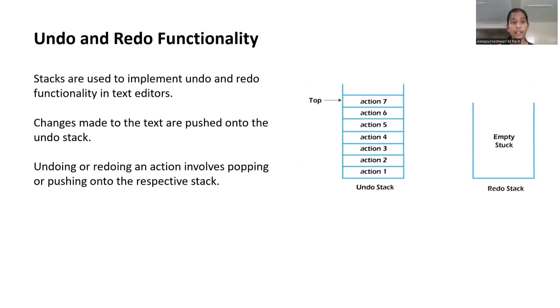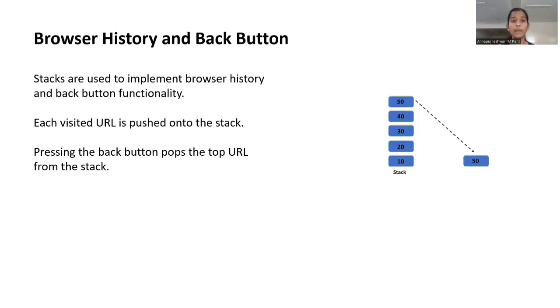Undo and redo functionality. Stacks are used to implement undo and redo functionality in a text editor. Changes made to the text are pushed onto the undo stack. Undoing or redoing an action involves popping or pushing onto the respective stack. Browser history and back button. Stacks are used to implement browser history and back button functionality. Each visited URL is pushed onto the stack. Pressing the back button pops the top URL from the stack.